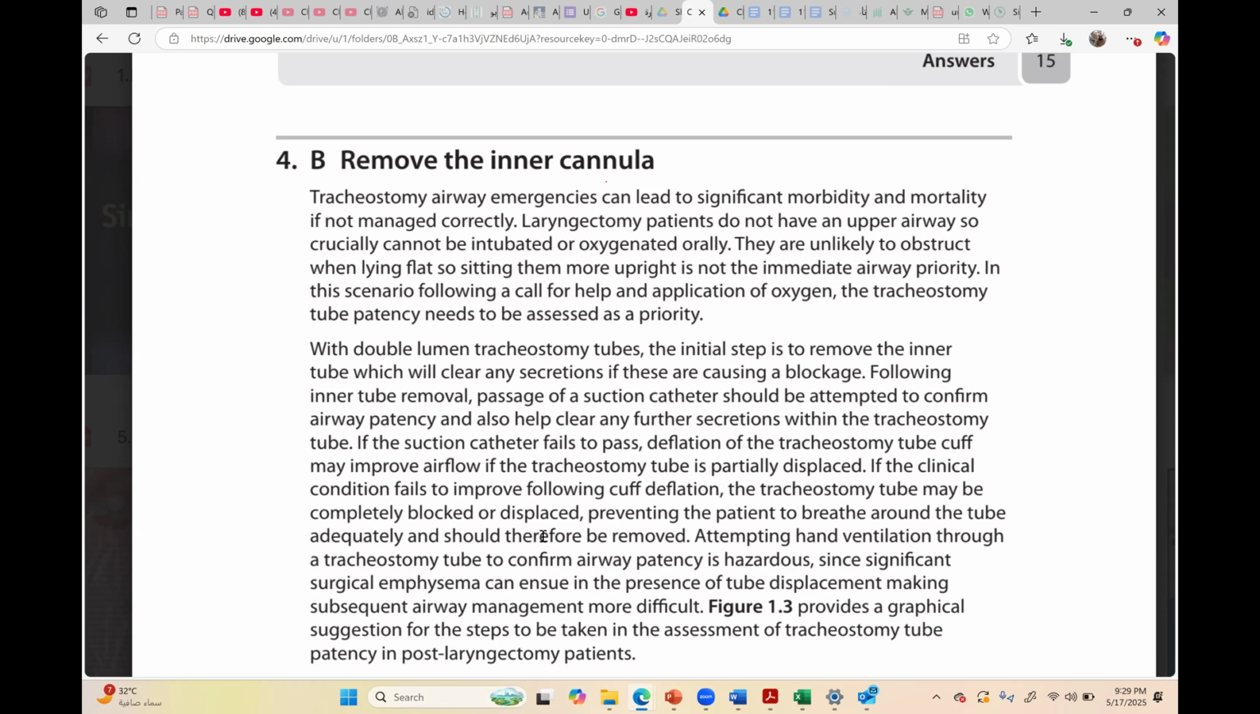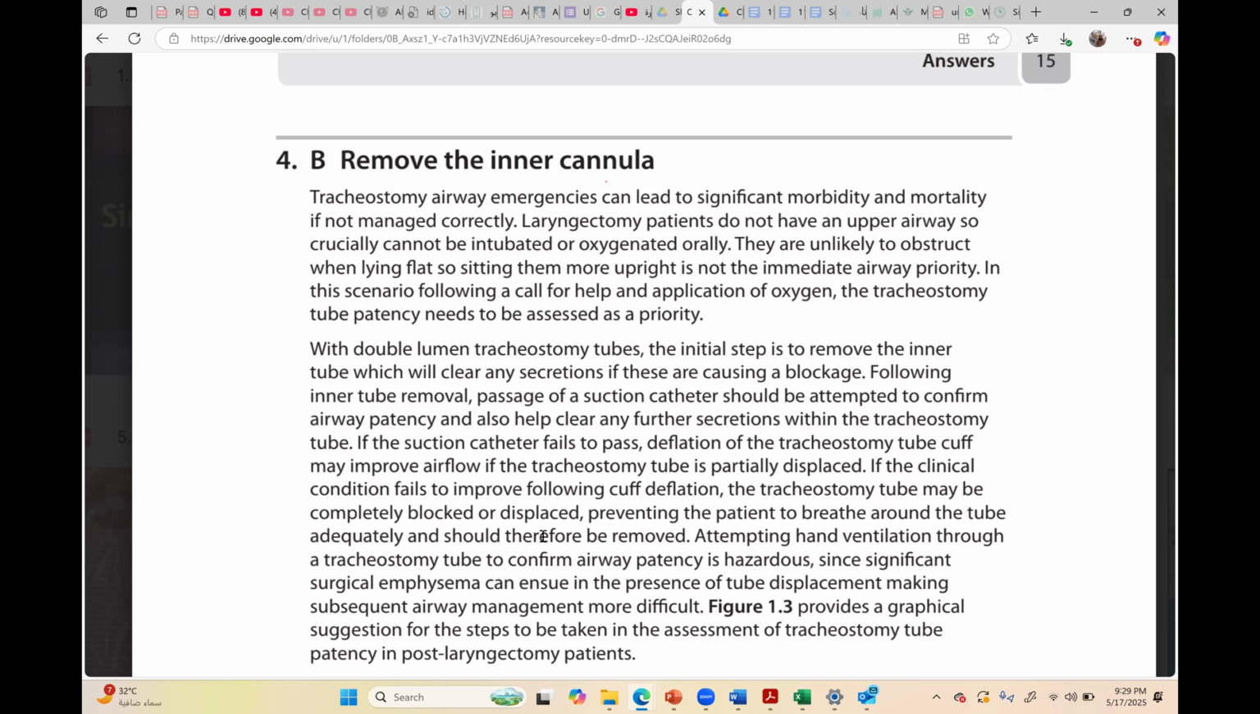If the clinical condition fails to improve following cuff deflation, the tracheostomy tube may be completely blocked or displaced, preventing the patient from breathing around the tube adequately and should therefore be removed. So they are telling you one by one what you should be doing.